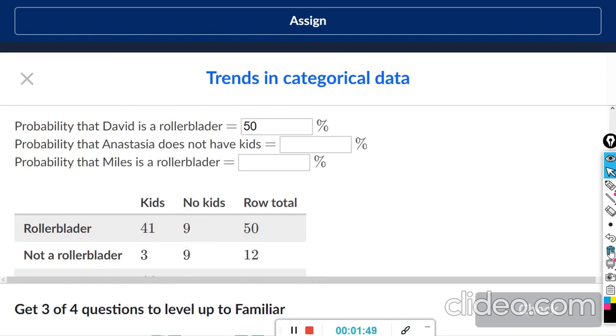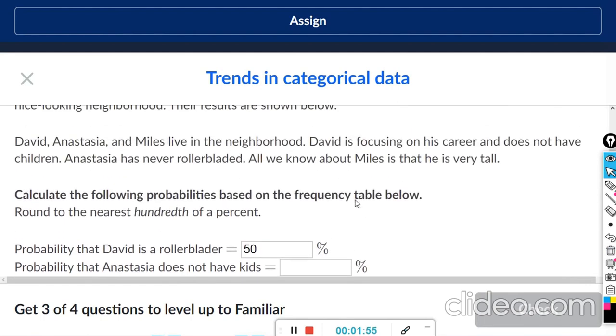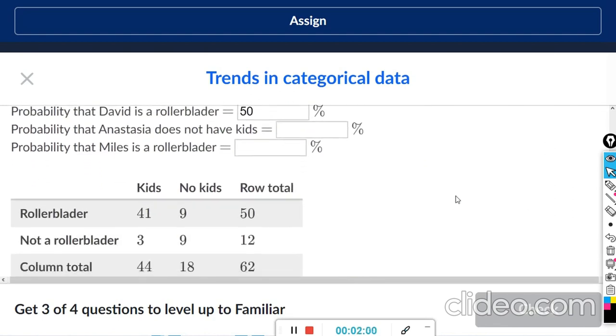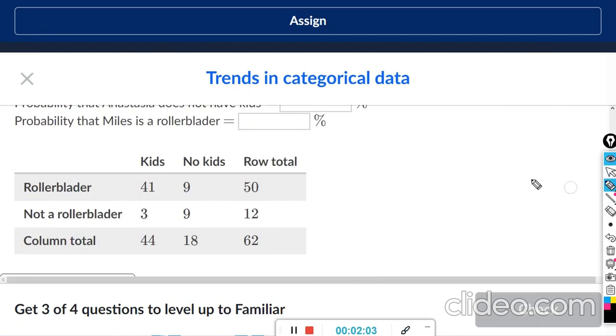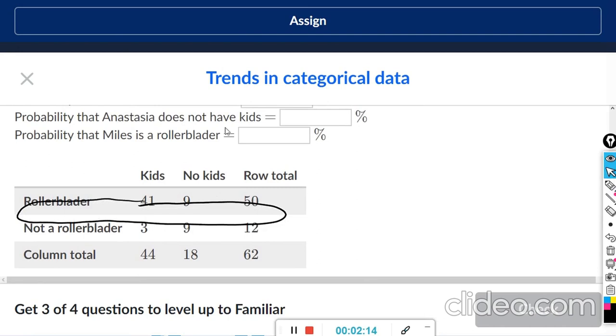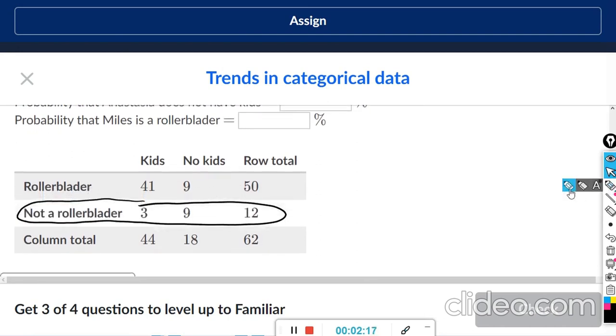And now, probability that Anastasia does not have kids. It says Anastasia has never rollerbladed. So let's go to the not a rollerblader row. The probability that Anastasia does not have kids, this row here is for Anastasia because it says she's not a rollerblader. The probability that she does not have kids is going to be 9 out of 12, 9 out of the total.